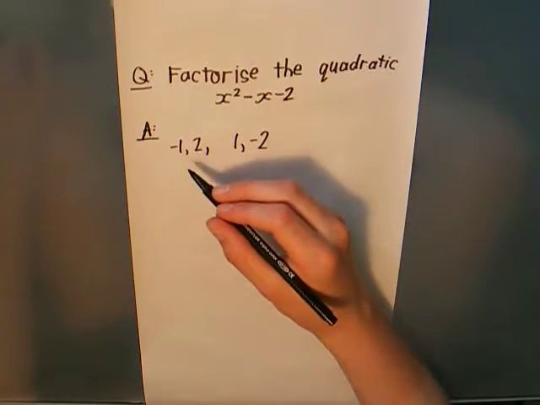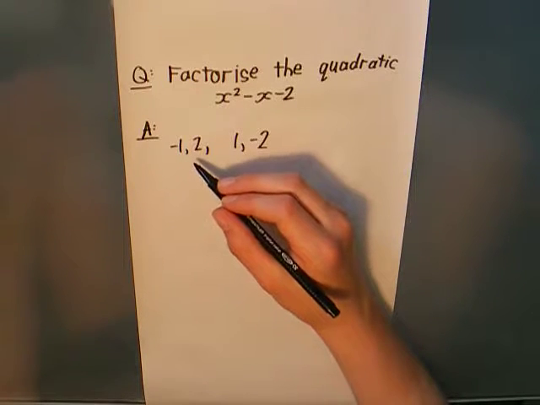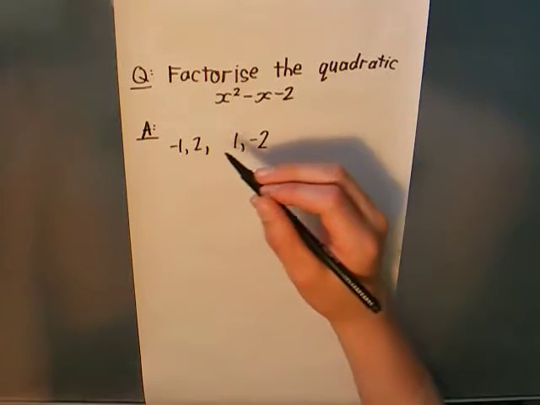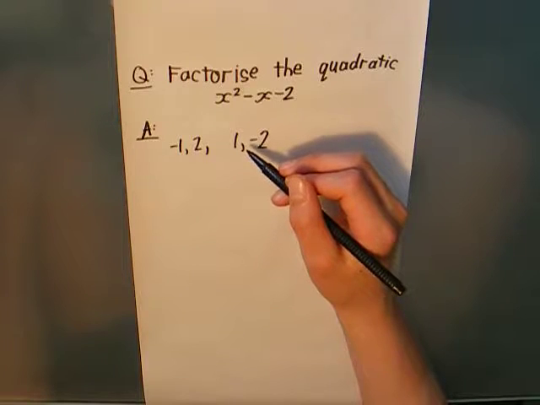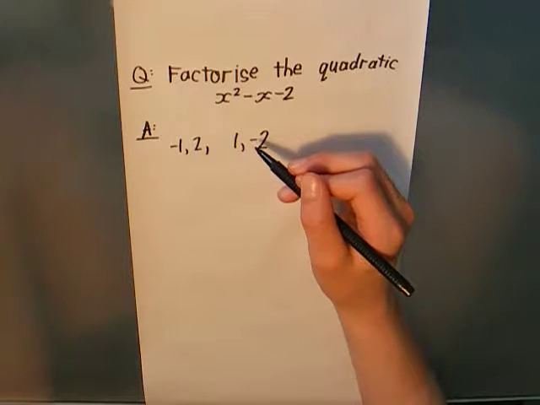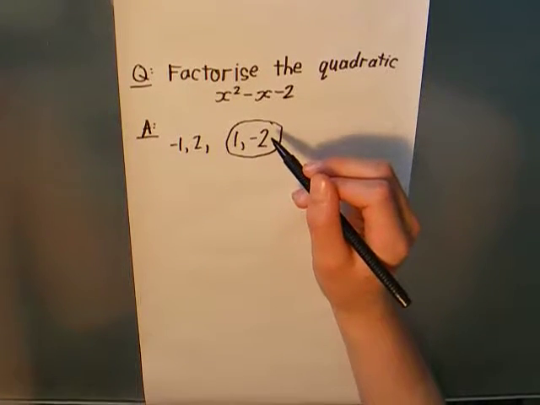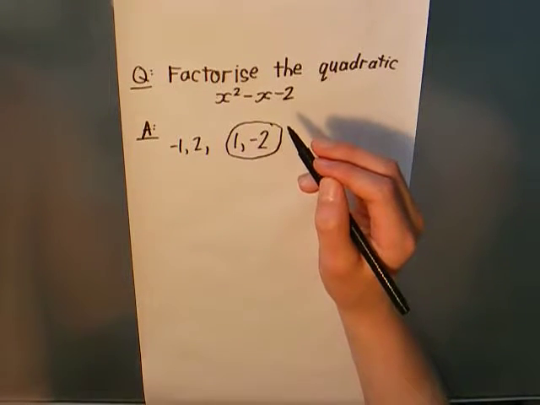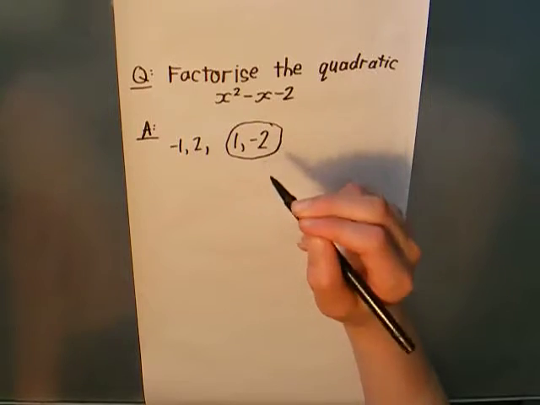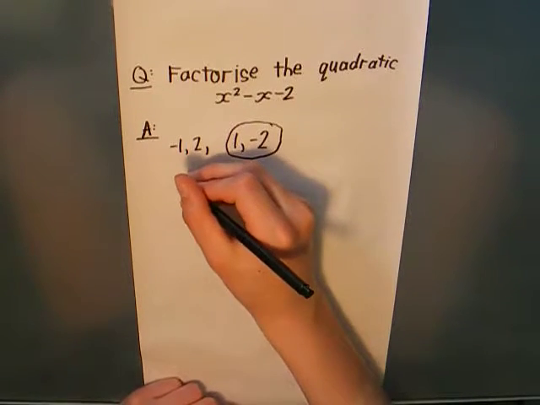So if I add these two numbers up, I get minus 1 plus 2, or 1. And if I add these two numbers up, I get 1 minus 2, or just minus 1. So this is the one that sums to minus 1. Okay, so for the next step, which is the final step, I would write it like this.